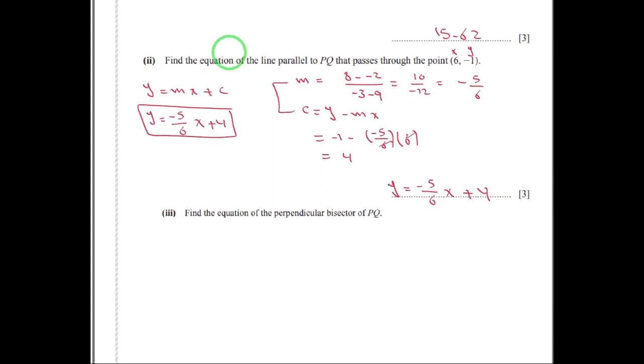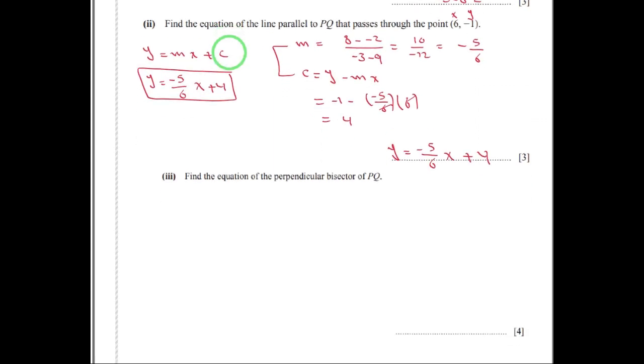The next question: find the equation of the perpendicular bisector of PQ. Very important question. To find the equation of the perpendicular bisector, the equation of the straight line is y equal mx plus c. Now we have to find the value of m and the value of c. The value of m is negative 5 over 6, but be careful. Now we have to find the gradient of the perpendicular, which is 6 over 5. Now you are halfway through solving this problem. You just have to find the value of c, in 6 over 5 x plus c.